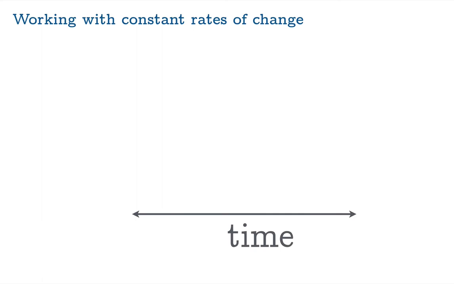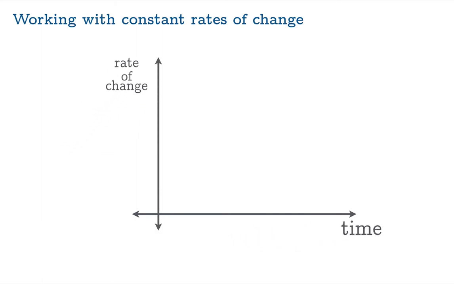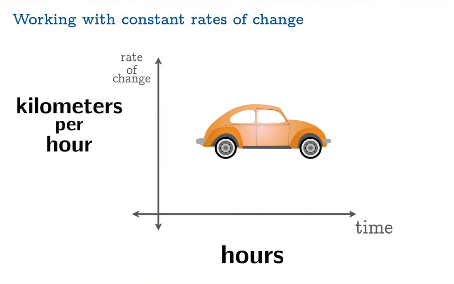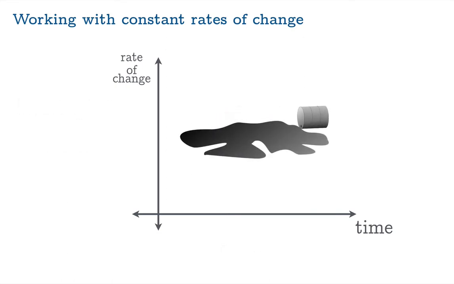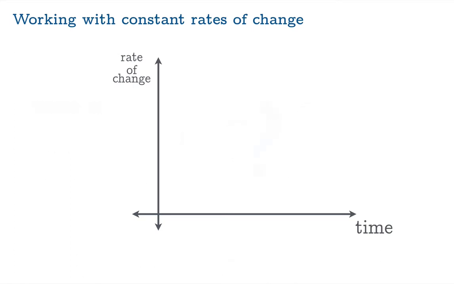So imagine that we have time, and against time we're plotting the rate of change of some quantity. So it could be a car traveling down the road, in which case we'd be measuring time, say, in hours, and velocity, the rate of change in this case, could be kilometers per hour. Or maybe we're looking at oil leaking from a drum. We could be measuring time in minutes, and the rate of change of oil in the drum is being measured in gallons per minute.